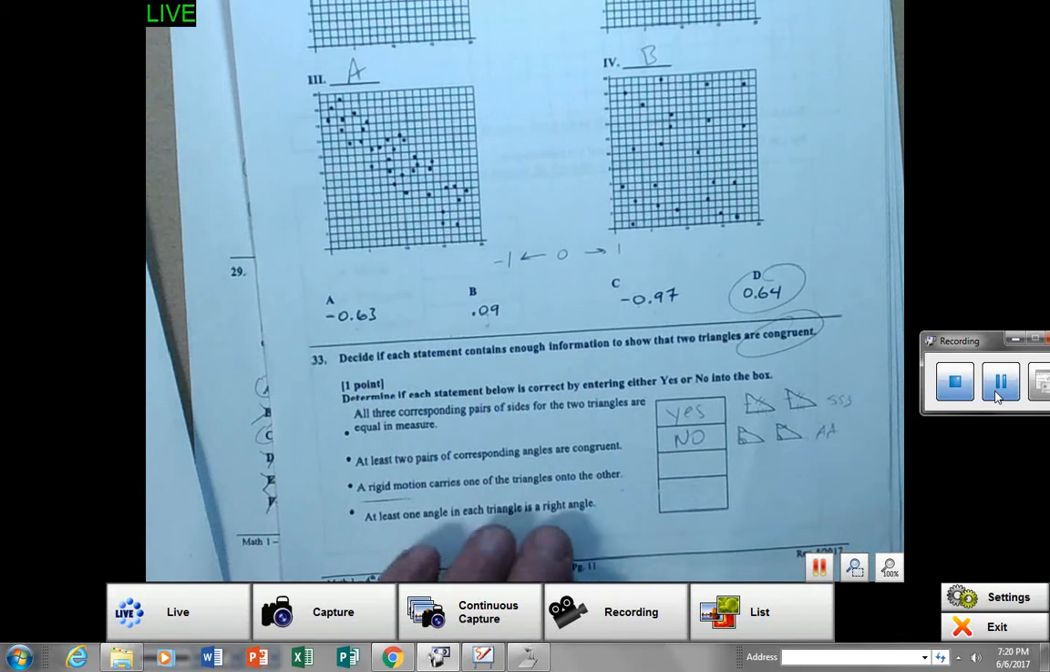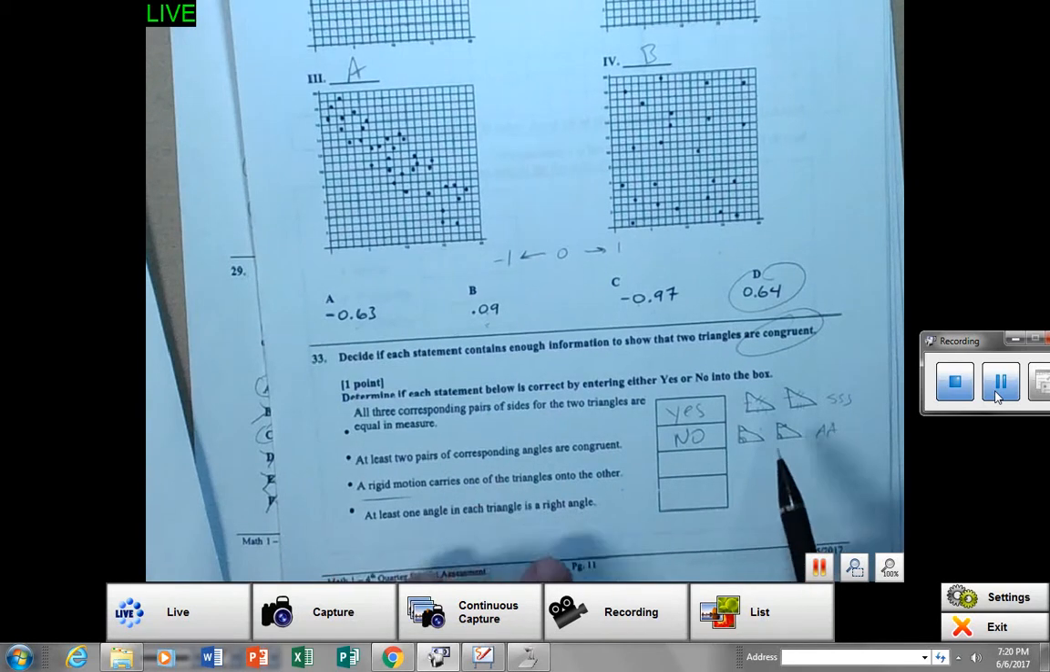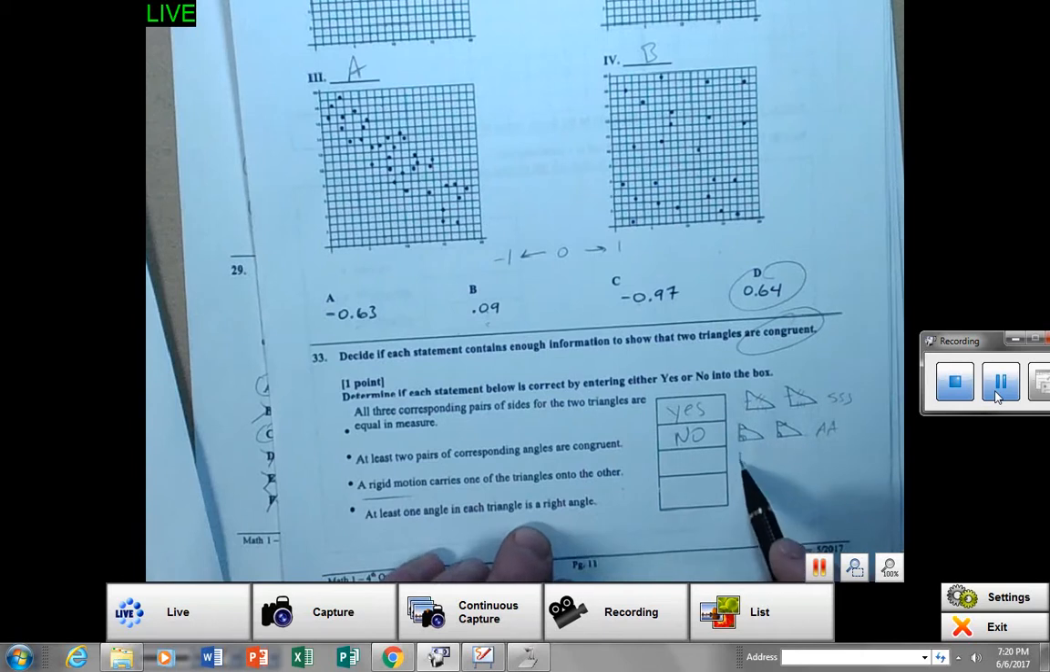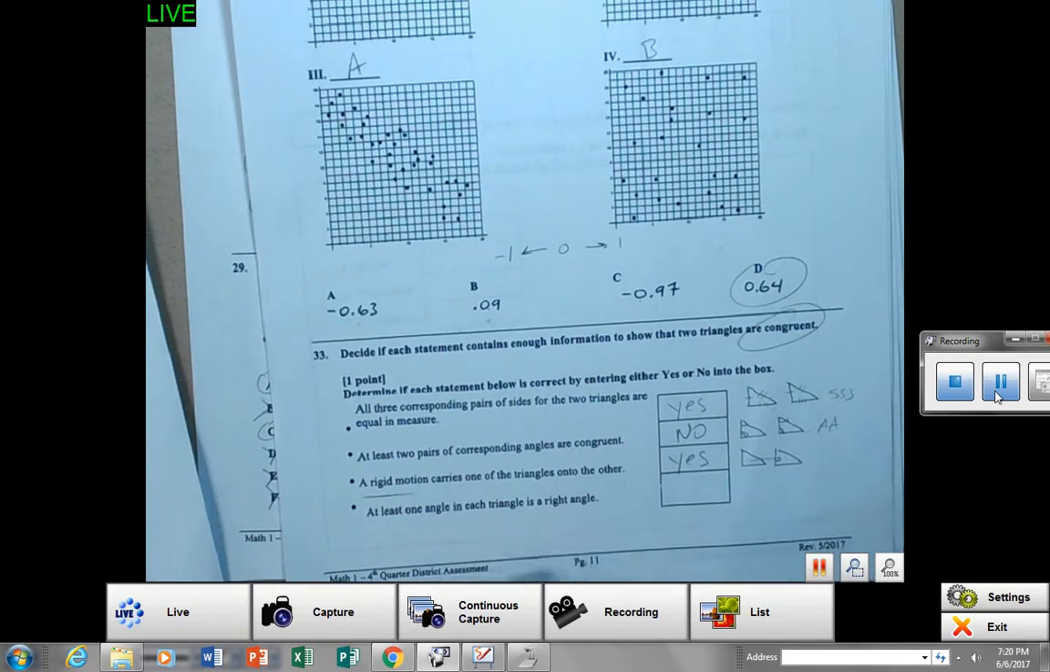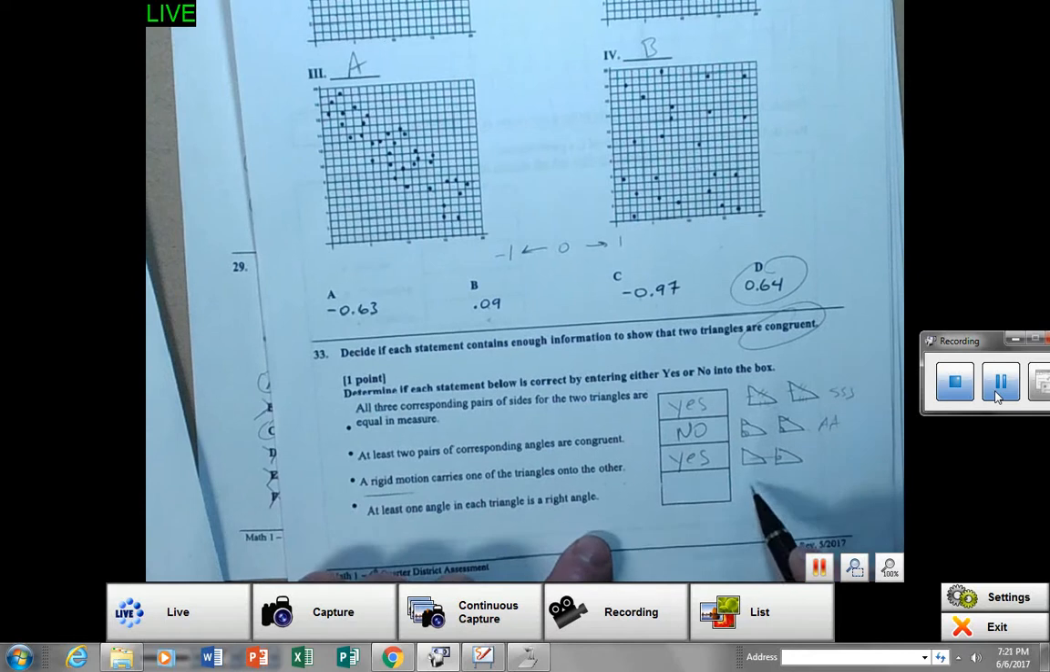This one, a rigid motion carries one of the triangles onto the other. So if I took my two triangles and moved it and slid it, and they carried and touched each other, if I move this one over the top of that one and they fit, that proves they are congruent.